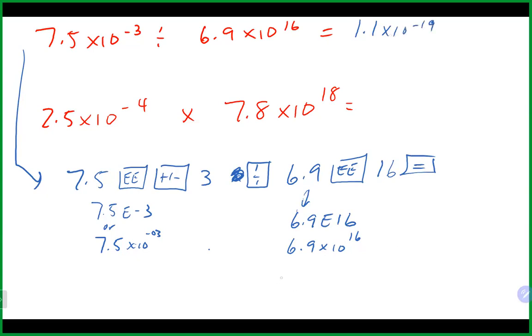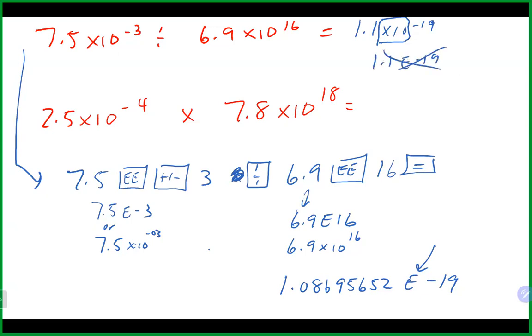On my calculator, by the way, it's something like 1.08695652 E minus 19. There are a couple of things people screw up on. First off, they forget the exponent part when they give the answer. That E represents the times 10 part, and when you write it as an answer, you should write the times 10 part. You should not write the E part. So do not write the answer as 1.1 E minus 19. Write it as times 10 to the minus 19. Any questions on that one?